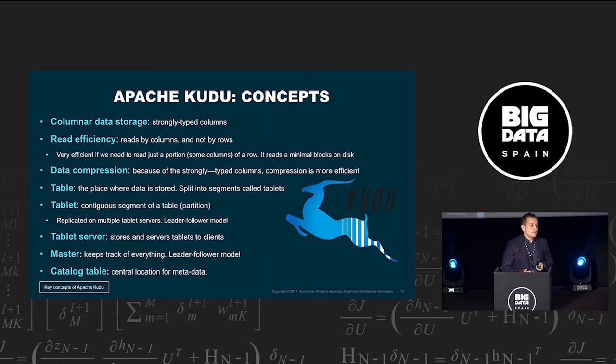We also have the master nodes that, let's say, keep track of everything. Master nodes also follow the leader-follower model. And then, well, the catalog table, that is a kind of central location for metadata in Kudu.